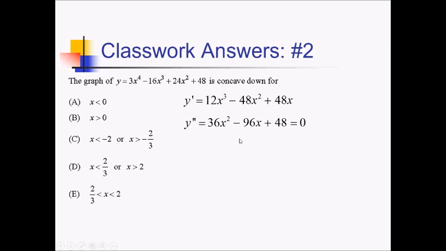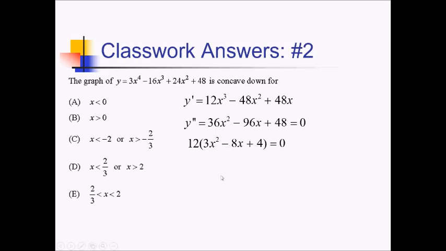So it looks like I can factor out a 12 from all these. That would leave me with 3x squared minus 8x plus 4, and all that equals 0. So now I need to do some factoring. Or I could use quadratic formula, but factoring will probably be a little faster here.